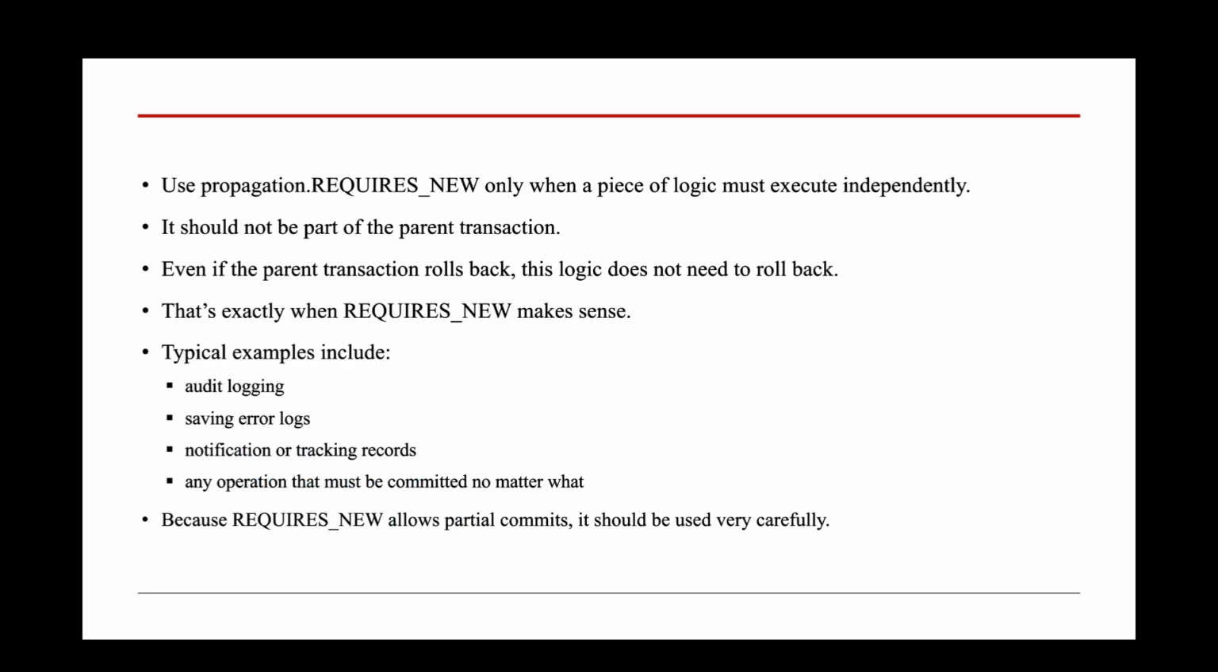Use propagation.requires_new only when a piece of logic must execute independently. It should not be part of the parent transaction. Even if the parent transaction rolls back, this logic does not need to roll back. That's exactly when requires_new makes sense. Typical examples include audit logging, saving error logs, notification or tracking records. Any operation that must be committed no matter what. Because requires_new allows partial commits, it should be used very carefully.